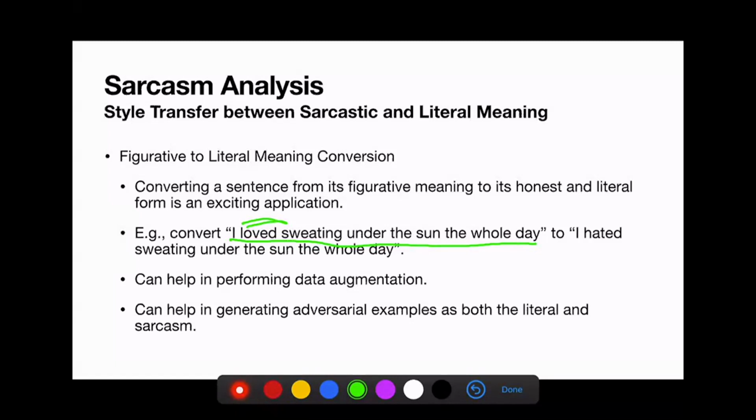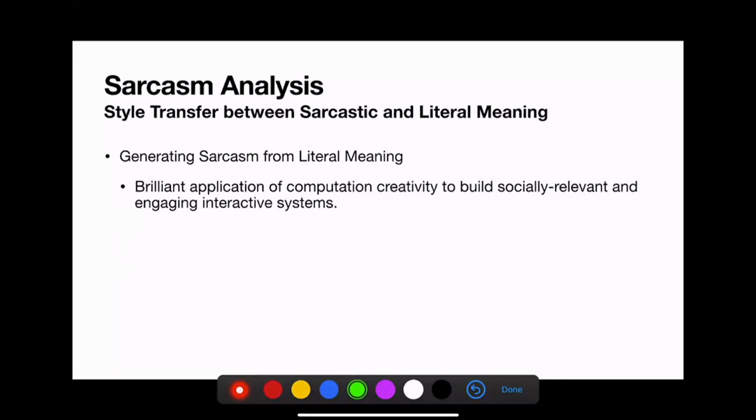But anyway, just to show that this is a very interesting task. It can help in data augmentation. It can help in generating adversarial examples for both literal and sarcasm tasks. You can have a lot of parallel data for style transfer, and vice versa. You can generate sarcasm from the literal meaning, like my friend Tuhin did. It has a brilliant application in the field of conversational systems, as part of computational creativity.